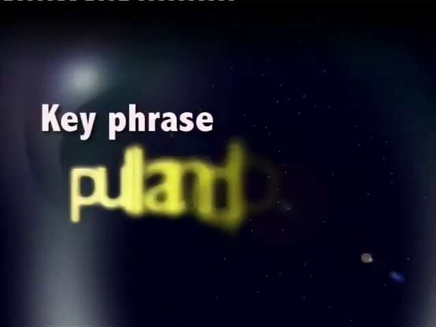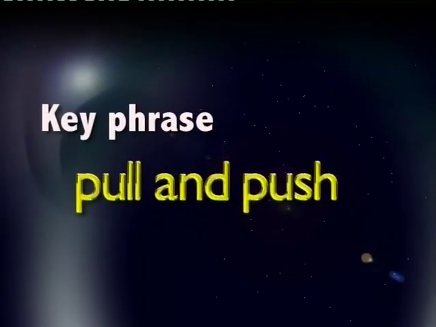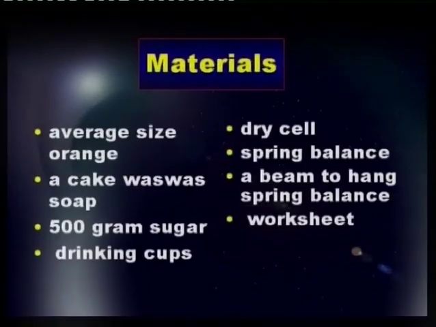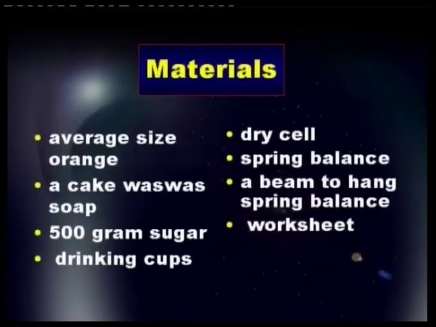Our key phrase for today: pull and push. Now, our next lesson is on force, lesson number 2. The following materials are needed for students and teachers. We will bring an average size orange. If you have other fruits, you can bring them. Also a cake of soap, 500 grams of sugar, drinking cups, a dry cell, a spring balance, a beam balance, and it will also use your worksheets. So those are the materials that we will need.